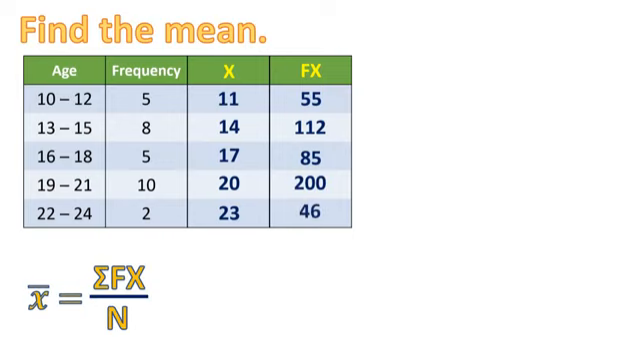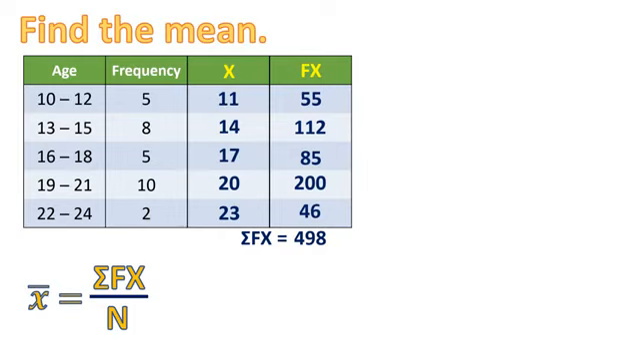After completing the table, because these are the columns that we needed for finding the mean, the x and the fx, then we will find the sum. The sum of what? Based on the formula, it is the sum of fx, so we will get the total of fx. We add all 55 plus 112 up to 46. So the sum of fx is equal to 498 if you use your calculator.